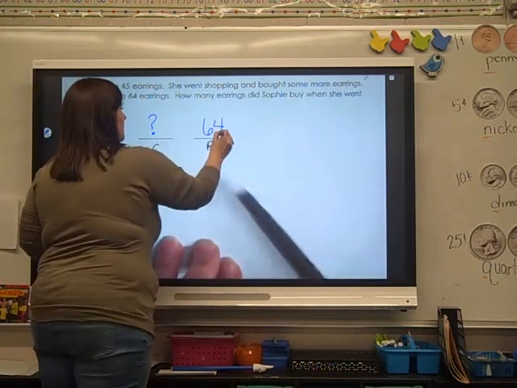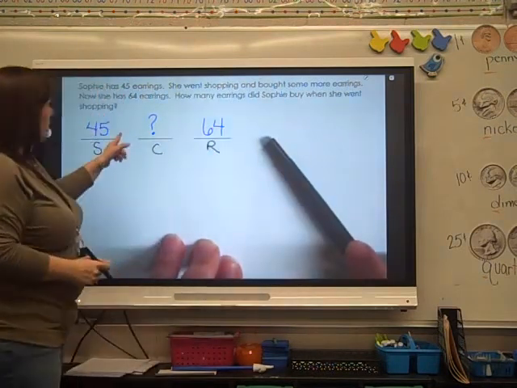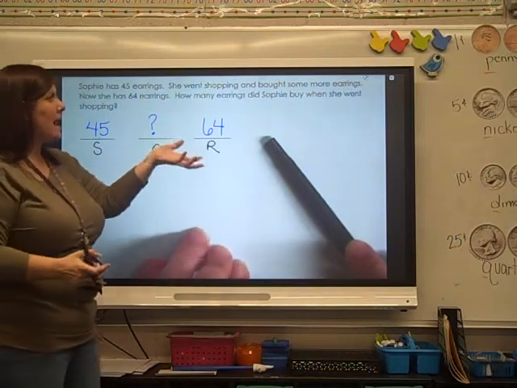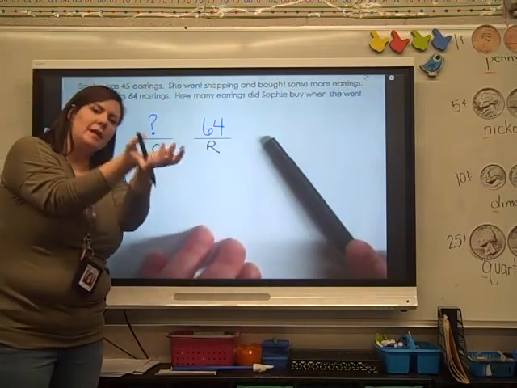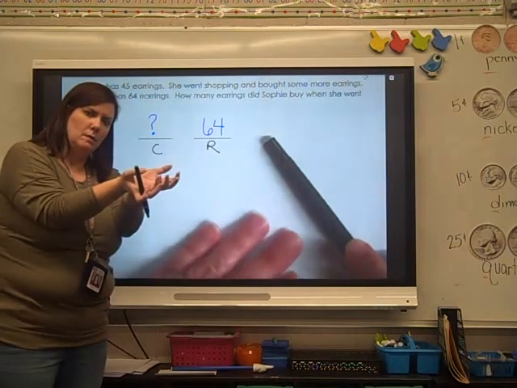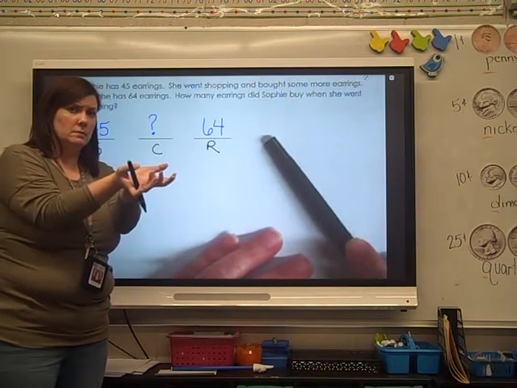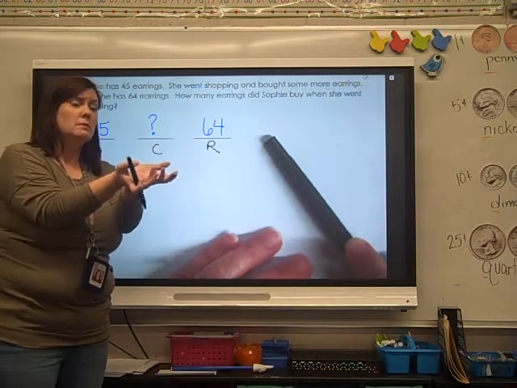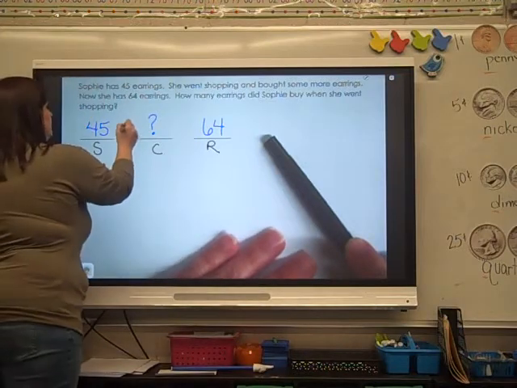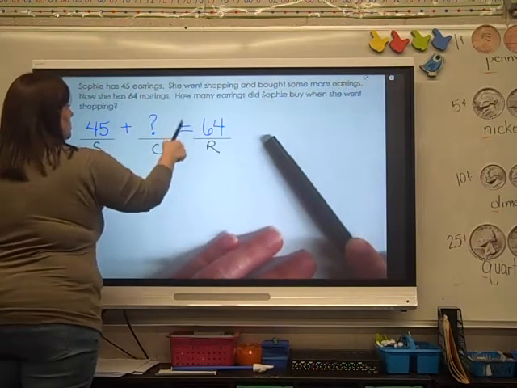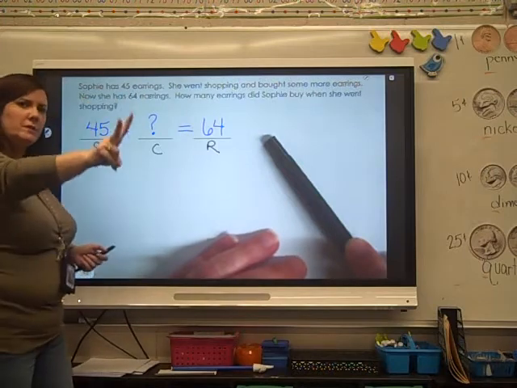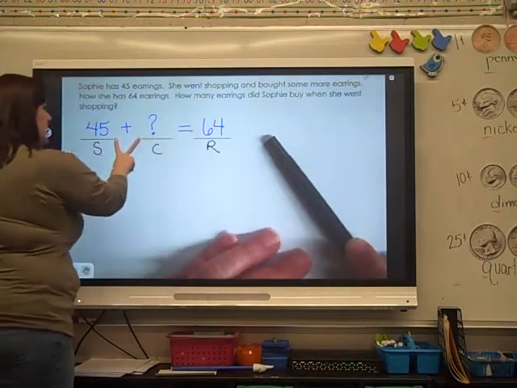All right. So we've got to decide. If she has 45, and she bought some more, did she add or subtract? You're right, she added. Put your equal sign.